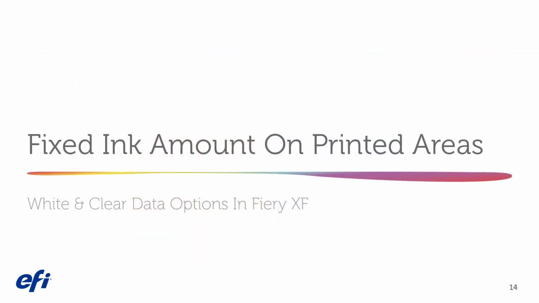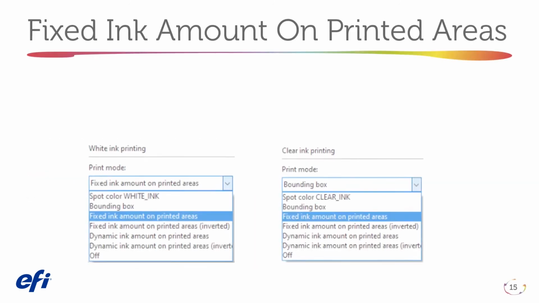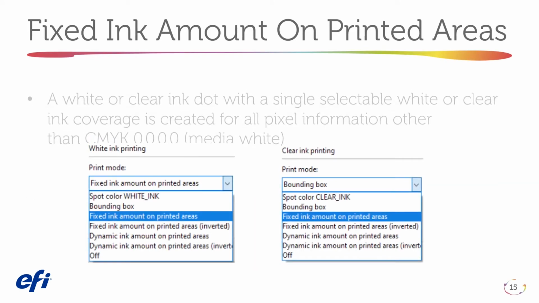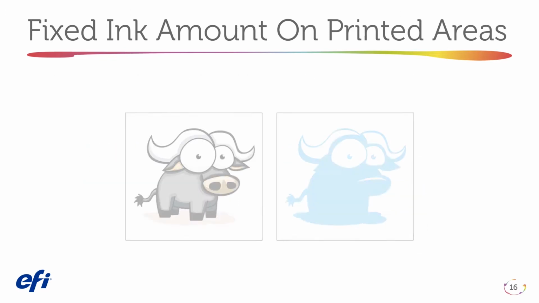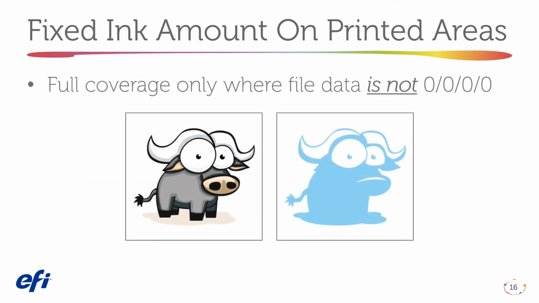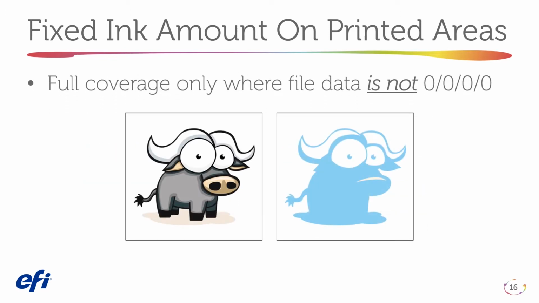Fixed ink amount on printed areas. A white or clear ink dot with a single selectable white or clear ink coverage is created for all pixel information other than CMYK 0000, also known as media white. You can see here a full coverage only where the file data is not 0000.